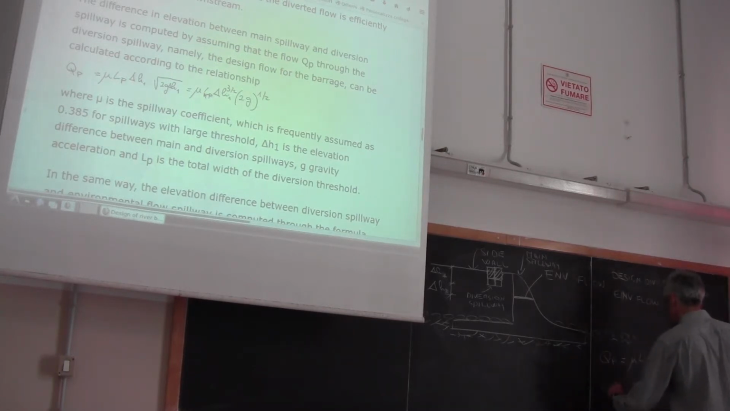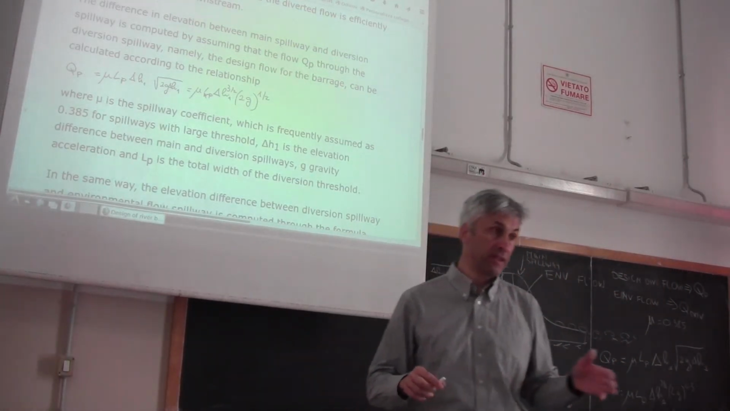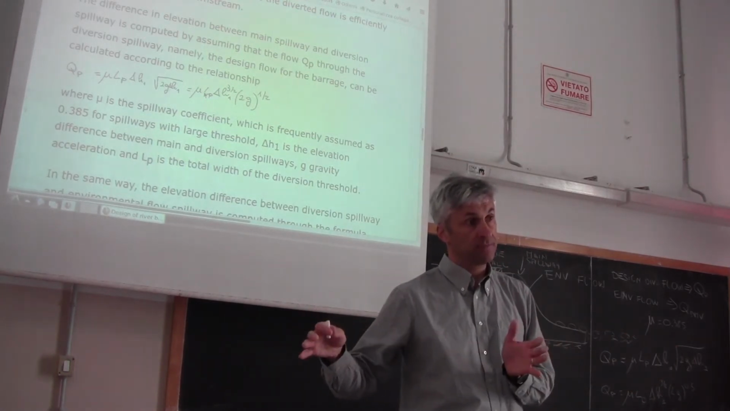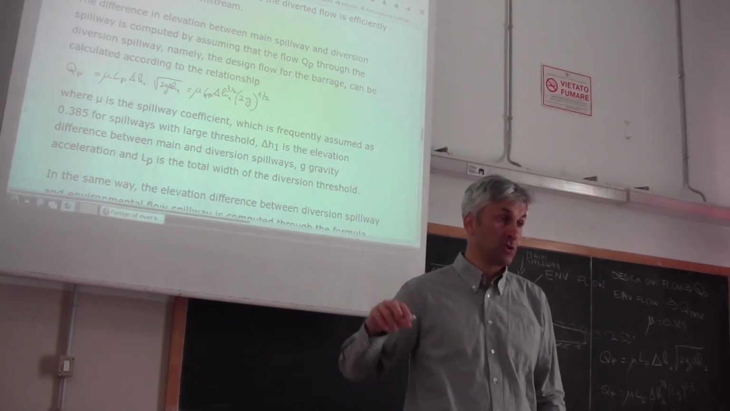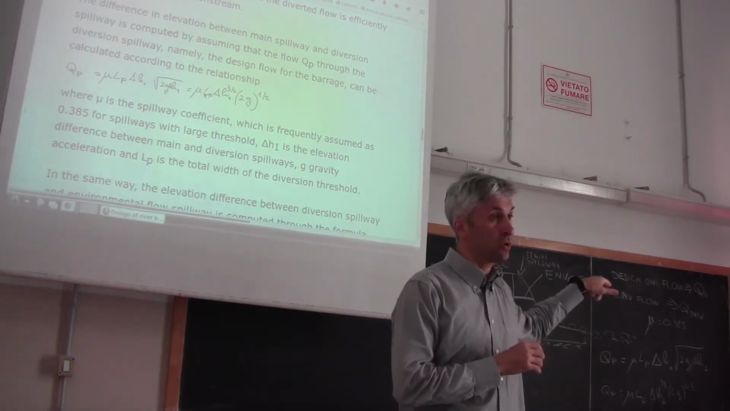If you want, QP is equal to μ LP delta H1 to the power of 3/2 times 2g at the power of 0.5. μ, for this kind of infrastructure, is usually taken equal to 0.385, which is valid for spillways with a long threshold, which is usually the case for these spillways. So if the spillway has a long threshold in the longitudinal direction, the coefficient is equal to 0.385.